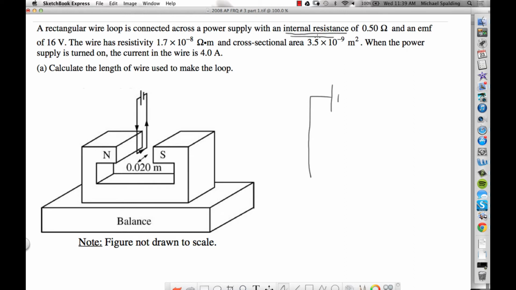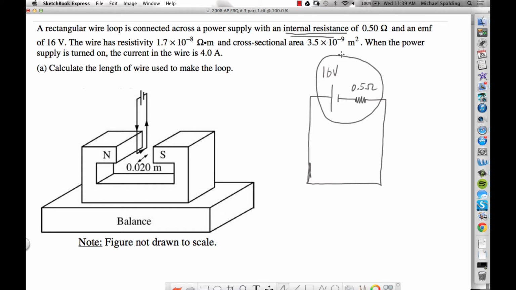If a problem talks about internal resistance, the way you think about that is it's like a little resistor that comes with the battery. So the battery is 16 volts, and then this internal resistance is 0.5 ohms. So this whole thing right here is the battery.